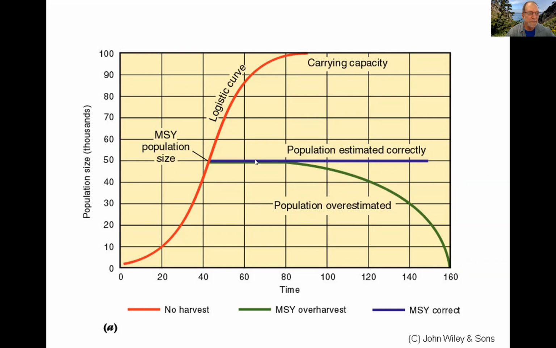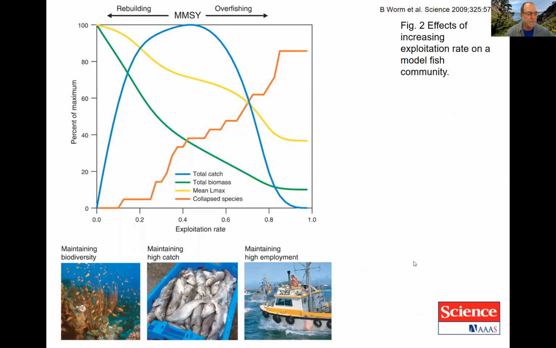If that happens, and you have too much fish trying to be extracted from a population, the population is overestimated, and fishing continues, and this can drive fish stocks towards not total extinction, but towards vast reduction in numbers, towards a crash.